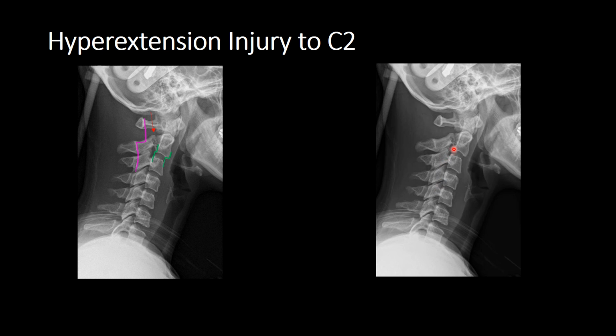Let's go up our posterior line. There's a slight malalignment of C2 onto C3 posteriorly. Let's check our spinolaminar line. Oh, look at that. There's a big step in our spinolaminar line. Let's look at interspinous space. Yeah, there's marked diastasis of our interspinous space between C1 and C2.